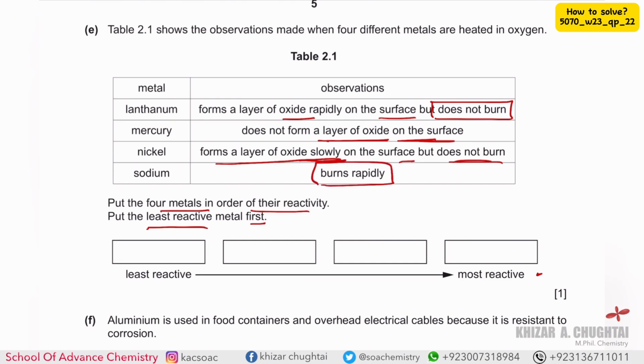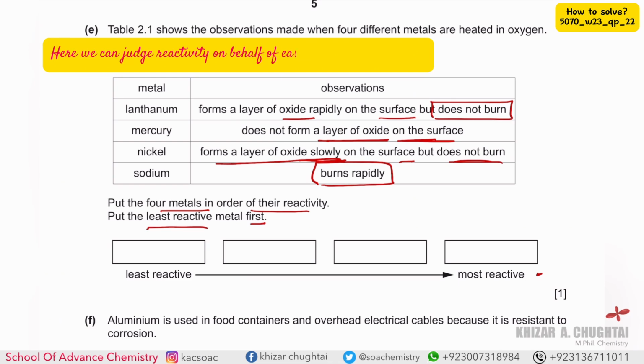So the first thing is, which is burning, means it is highly reactive towards air, meaning oxygen. There is only one gas in the air, that is oxygen, that can show a chemical reaction. So sodium burns rapidly. I mean, sodium reacts with oxygen vigorously. So it means that the most active metal is sodium.